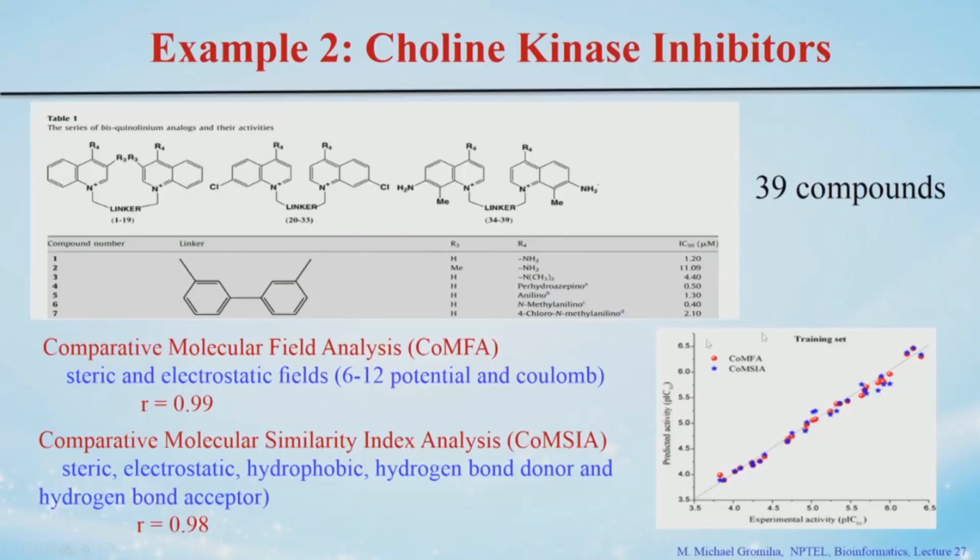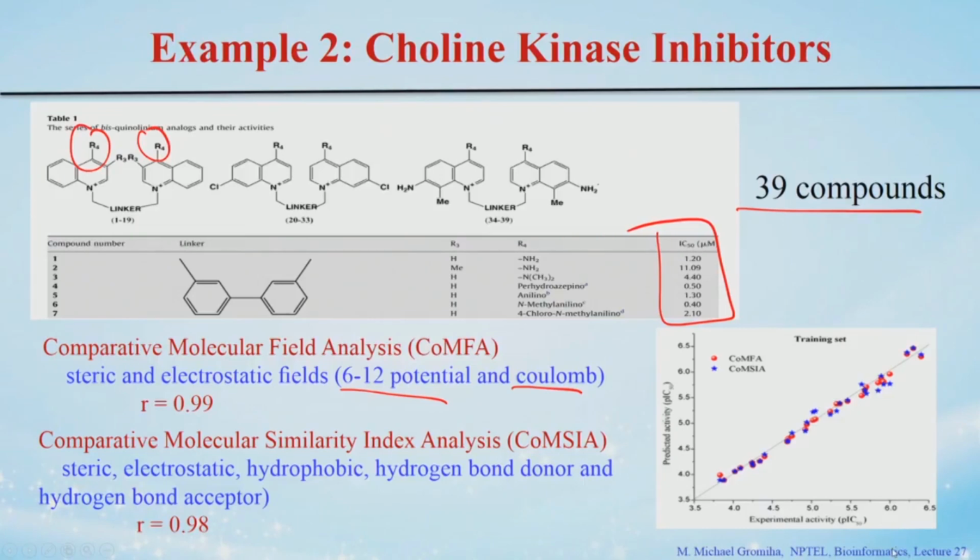This is another example. So, this is the choline kinase inhibitors. Here what they did, the common core is common and there are different R groups. So, for the various R groups for 39 compounds we have the IC50 values. How to do this? In this case they try to develop the force field based methods. For example, they use the electrostatic potentials, 6-12 plus the Coulomb potential, and from this one they are able to predict, right, the experimental activity with respect to the predicted activity with high accuracy, right, in this type of inhibitors.